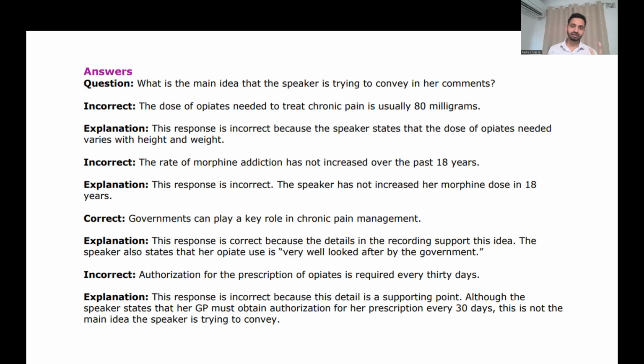Correct. Number 3, that's the correct option. Governments can play a key role in chronic pain management. The reason why it's correct is because the details in the recording support the idea. The speaker also states that her opiate use is very well looked after by the government.